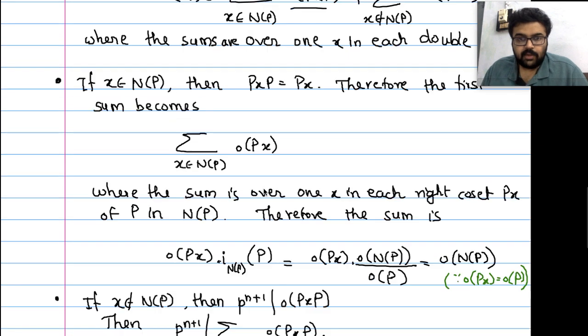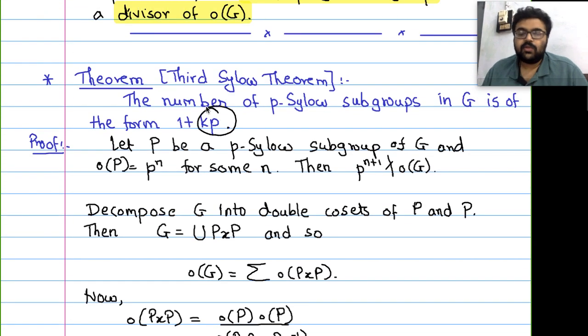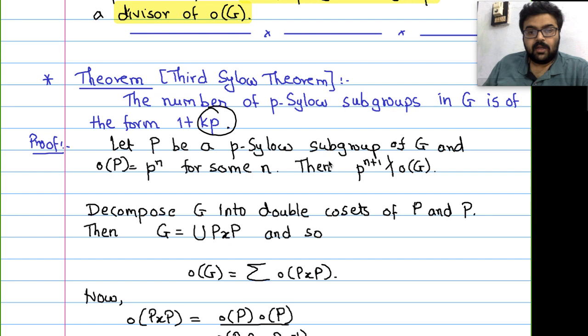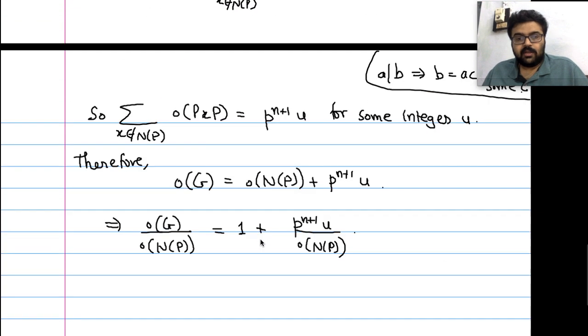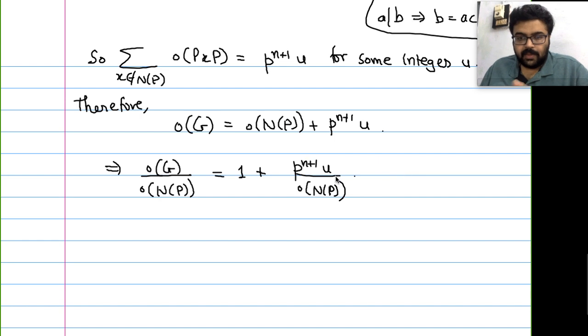And that something we have to show is of the form kp. This is what we have to show. So the number of P Sylow subgroups is of the form 1 plus kp. When this integer can be written as kp, then we are done. If this term can be written as kp, then we are done. That means we should show that p divides this term, then we are done. So p will divide this term.